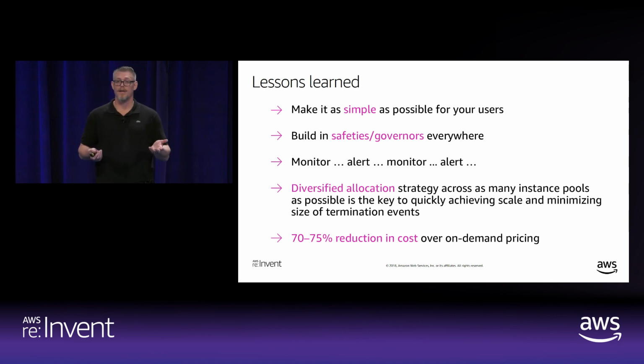So what did we learn over the past couple of years owning and operating this system? First off, make things as simple as possible. Using spot fleets is not that hard. But I don't want my users to have to worry about allocation strategies, about spot prices, about launch specifications. I don't want them to have to know anything about those things. So abstract it away from them if you can.